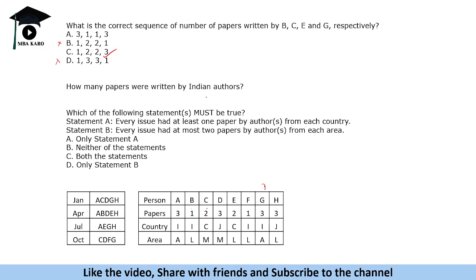How many papers were written by Indian authors? We need to find how many total papers were written by them. Indian has three, one that adds to four, four plus four, eight papers. Which of the following statements must be true? Every issue had at least one paper by authors from each country. Let us see which of these is true. We have an Indian there. Then we have B, D is Japanese, Japanese is also there, and G, H. So we do not have any Chinese in this, right? C and E are Chinese, and they are not present in this. So this is incorrect.